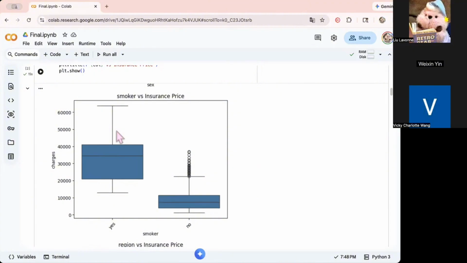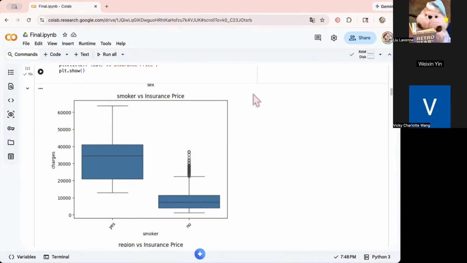Overall, this dataset represents a classic healthcare cost prediction problem. Age, BMI, and especially smoker status are the key drivers of medical insurance charges. By combining strong feature engineering with ensemble tree models, we can significantly improve prediction accuracy.